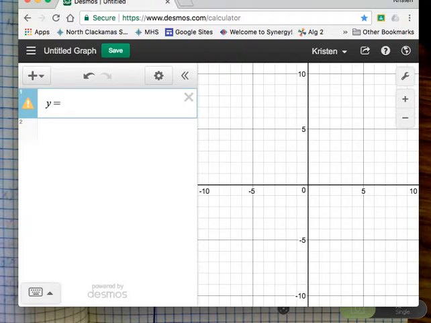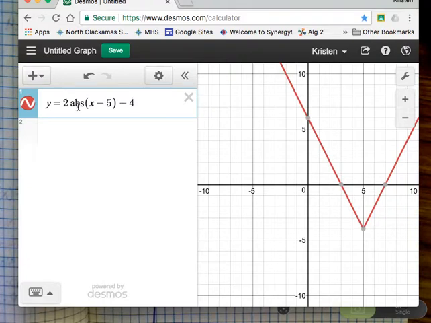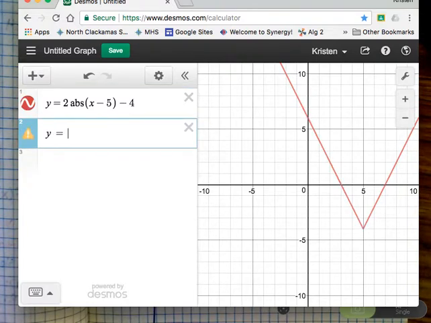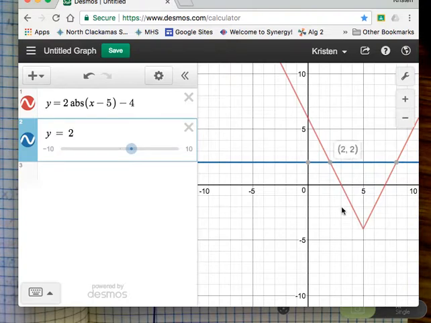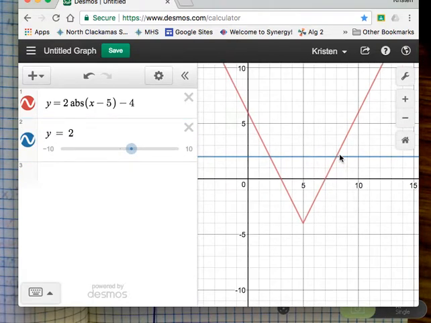So for my first equation, one side is y equals 2 times the absolute value of x minus 5, and then minus 4 on the outside. To do absolute value in Desmos, you use the abbreviation ABS. The other side of our equation was y equals 2. When I plug that in, the nice thing about Desmos is that the intersection points come up right away.